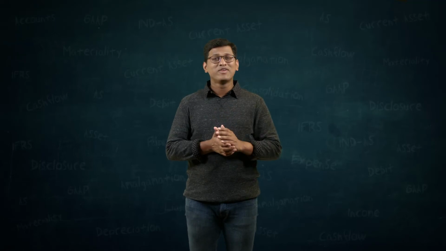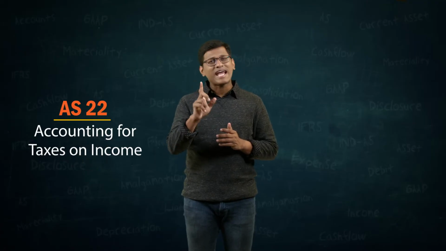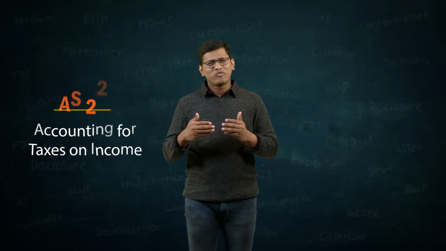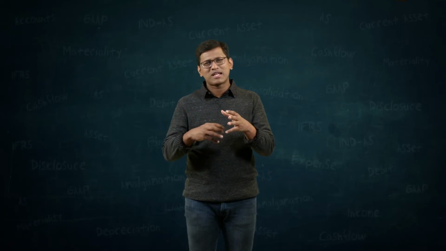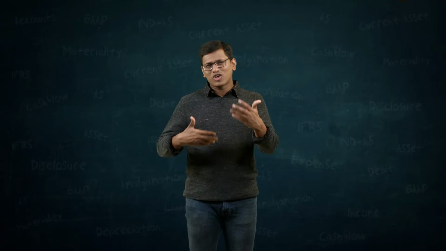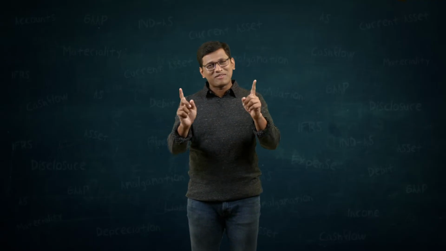Friends, today we will learn about Accounting Standard 22. This deals with accounting for taxes on income. So we will have income tax, and in income tax there are some components like current tax, deferred tax. We will learn all these interesting words today. So it's going to be a very interesting standard that we are starting today.